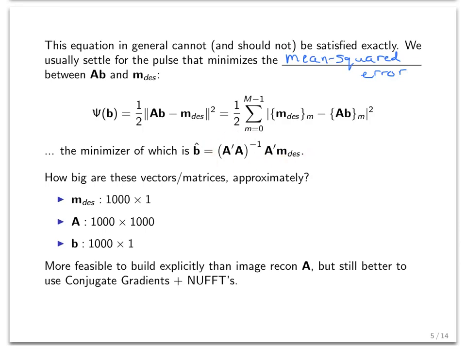So how big are these vectors and matrices approximately? Well, m desired is usually going to be on the order of about 1,000, maybe several thousand, for a two-dimensional problem. I should state that this is for a 2D problem. Things can get quite a bit bigger once you add more dimensions. But m desired will be about 1,000 by 1. That means that A has to have a row dimension of 1,000, and there are usually about 1,000 RF points too, so the RF is about 1,000 by 1.